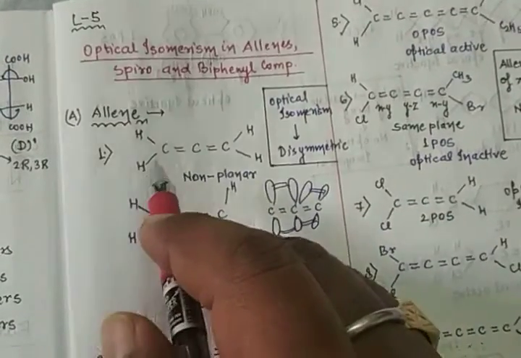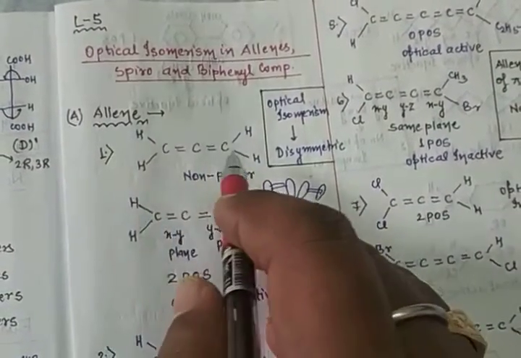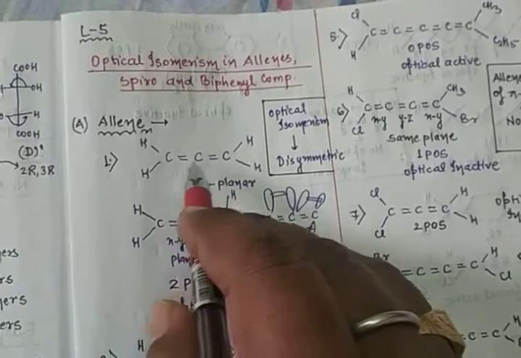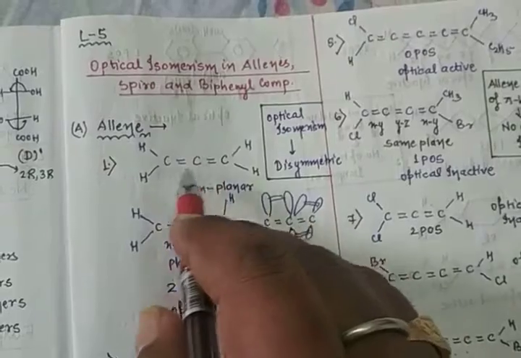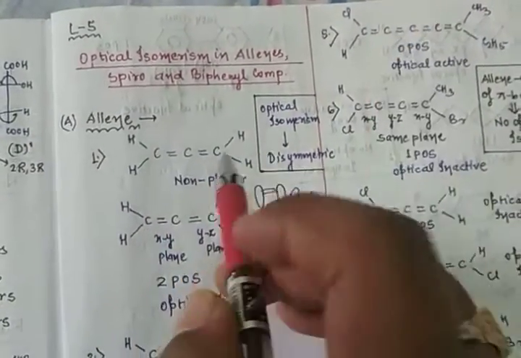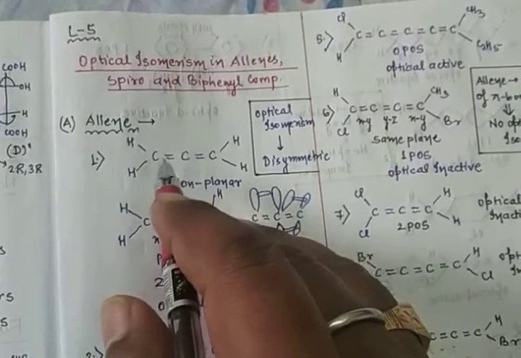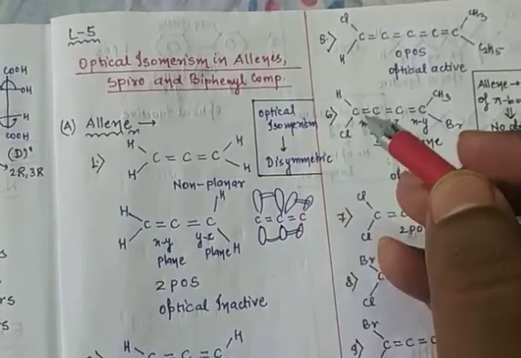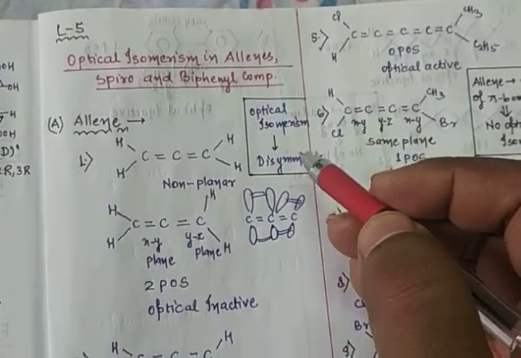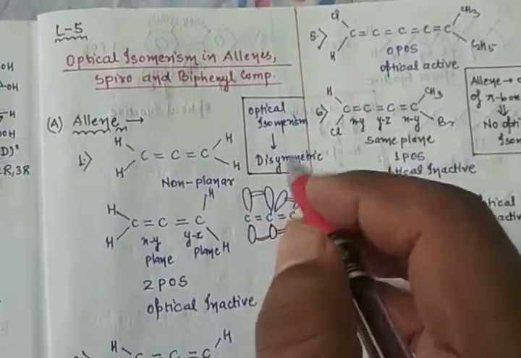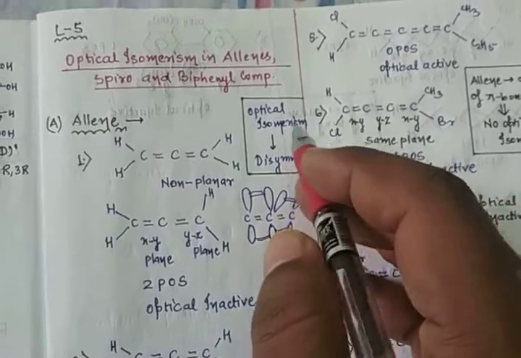Now in this case, this is an allene structure, so how many double bonds are there? There are two double bonds. It means this is an even structure of allene, an even number of double bonds. So first you consider how many double bonds are there. Then first you check optical isomerism: if all the substituents are different, it means dissymmetric, then the compound definitely shows optical isomerism.